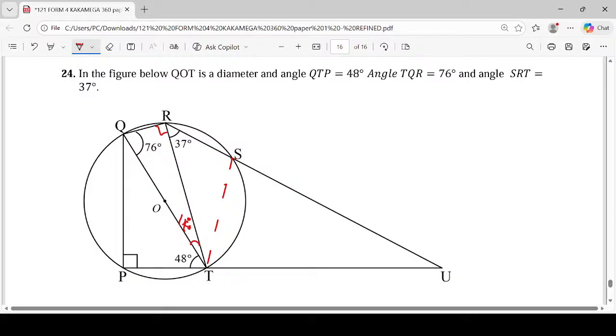We are trying to look at it. Where is the 48? If 48 is here, let me get this angle here. 90 plus 48, that is 138. I'm saying 90 plus 48, you minus 180. This is 42. And if that angle is 42, I have to get this angle here.